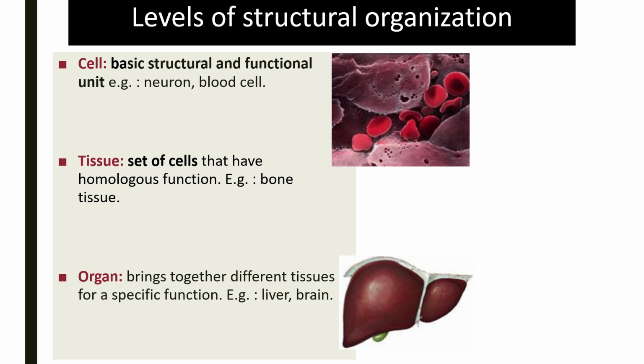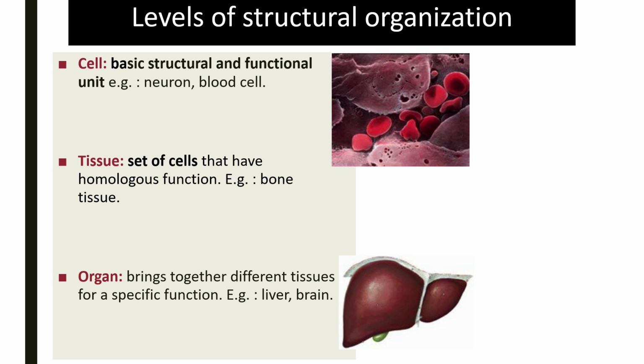So, what is a tissue? It's a set of cells, and there are several types of tissue in the body. There's bone tissue, for example, which of course makes up the bone, muscle tissue which makes up the muscle, and so on. And then a set of tissues of different natures will form an organ.